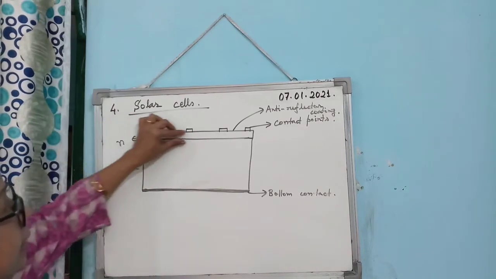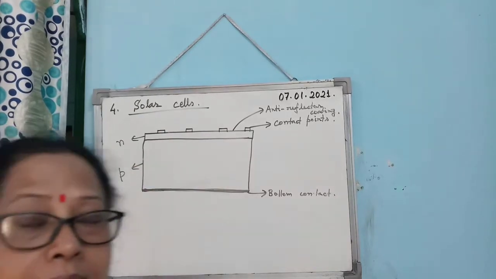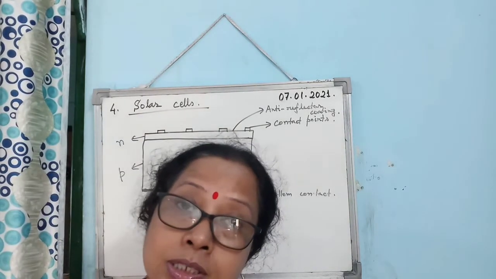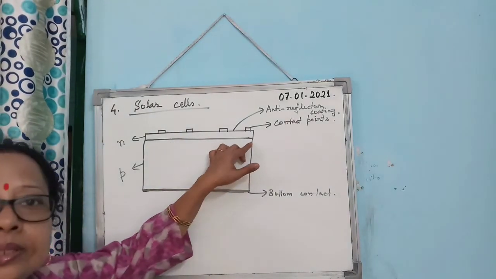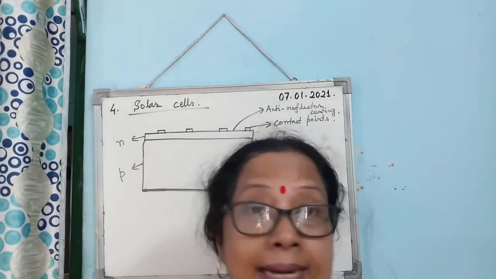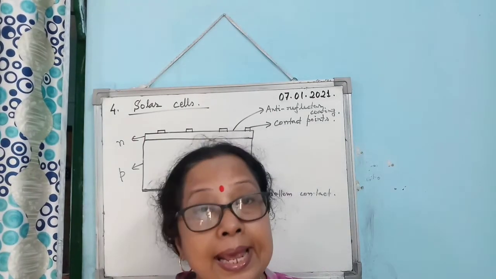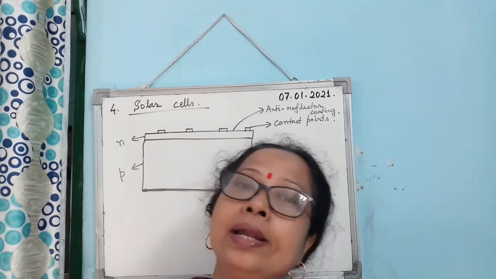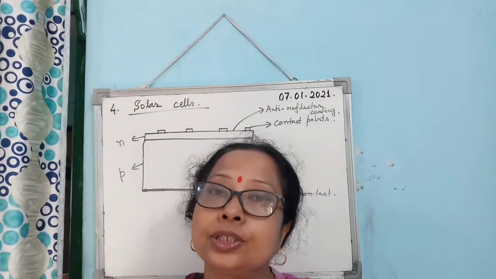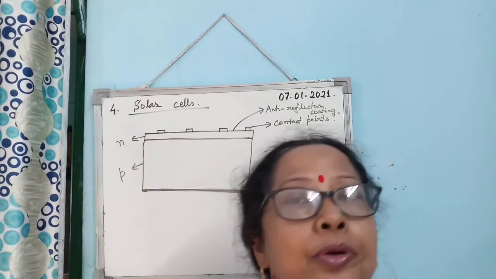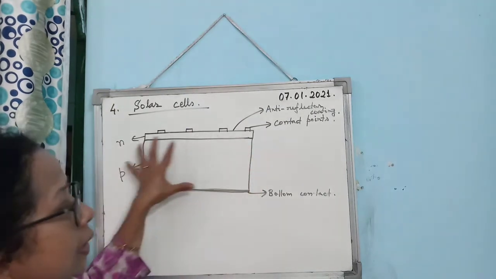Now why is the N region made thin? So that sunlight, after entering the diode, comes across the junction. Immediately it will reach the junction with its energy. With the energy carried by the light, what will the light do? It will break a large number of covalent bonds. When covalent bonds are broken, a large number of electron hole pairs will be produced. Means a large number of electrons will accumulate here.